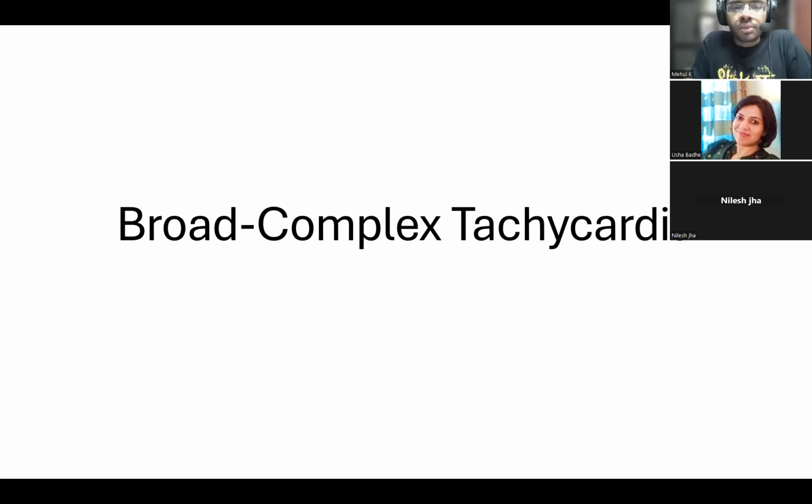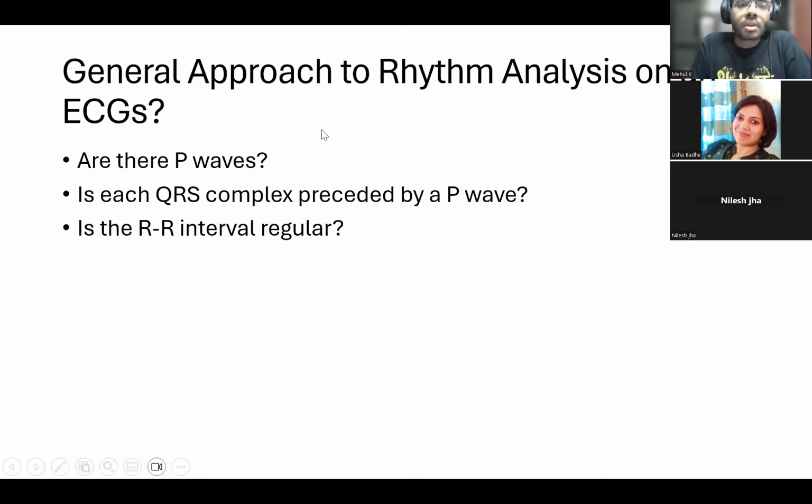So today we are just going to focus on broad complex tachycardias and how we should approach them in the emergency department. So we'll just review how to approach rhythm analysis on an ECG.